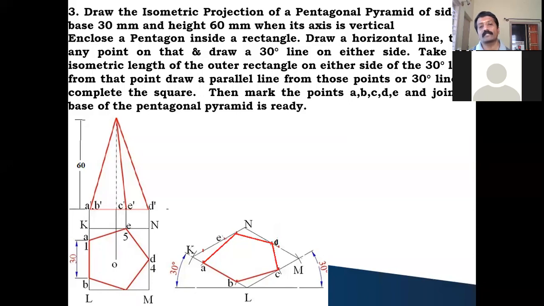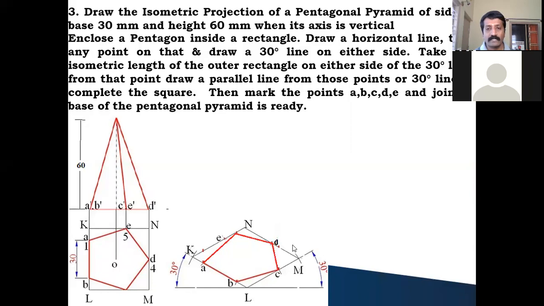First, I'll draw the isometric position for the base of the pyramid, and then we'll complete the pyramid. So as usual, you take one horizontal line like this. Take any one point. I'm taking the point as L and draw a 30-degree line on either side like this, and from L to M and L to K you take the distance and convert that into the isometric scale. So here in the isometric position, whatever dimension you draw has to be on the isometric scale only, not the actual scale.